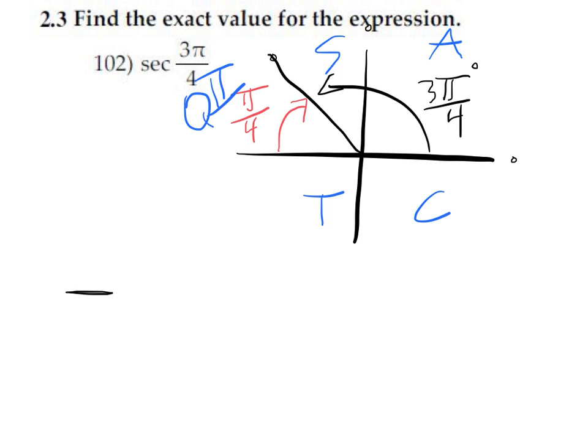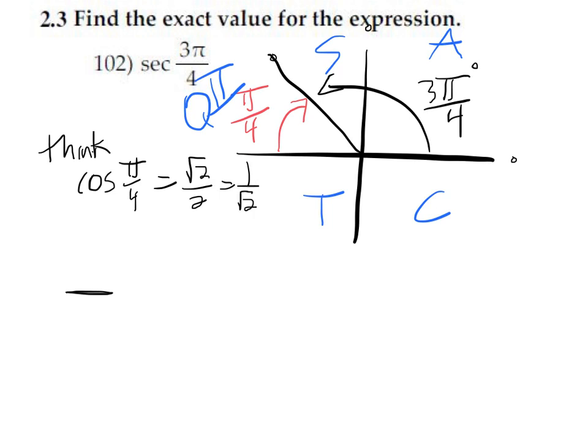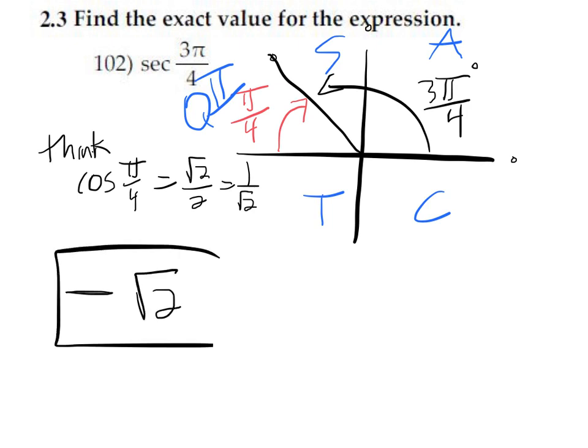Next, for secant, you'd want to think in terms of cosine. Cosine of the reference angle, and that would be square root of 2 over 2, or 1 over square root of 2, depending on which one you'd rather see. In this case, I'd rather see this one because we're going to flip it to get secant, the reciprocal. Flip that and we get square root of 2. And that's how you do it.